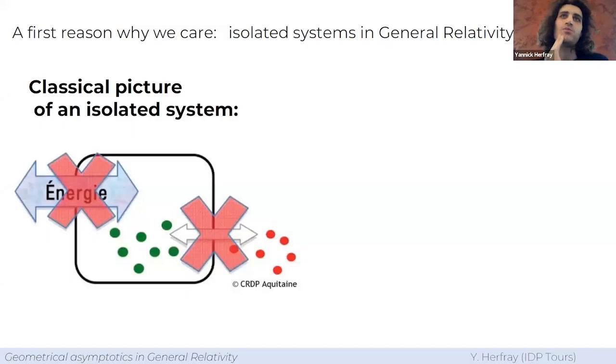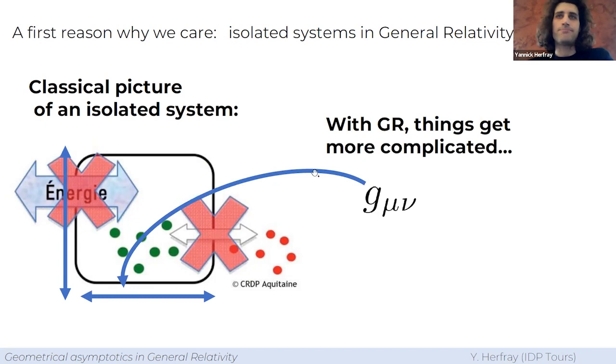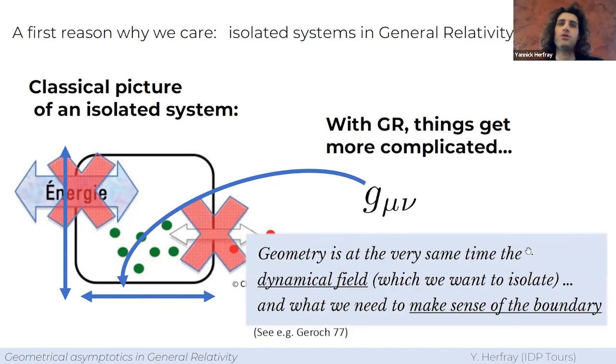So why should you care about this? Considering the audience, perhaps I don't need to motivate this too much, but I'm going to do it anyway. One classical reason why these asymptotic boundary conditions are useful is whenever you want to model isolated systems in gravity, something very natural from the point of view of physics, you always start in one way or another to define what is your physical system. You want to isolate it from the rest. You describe the physics of a subsystem, and then you can ask how it interacts with the rest. But of course, in GR, it's complicated because what you want to isolate is the geometry itself.